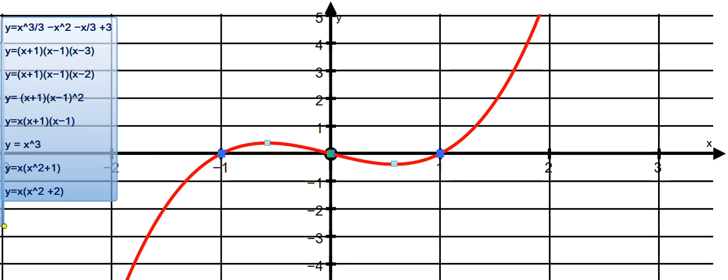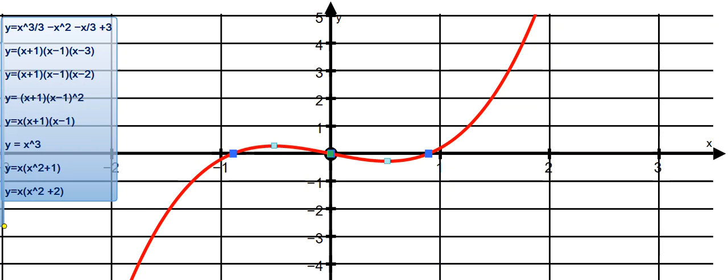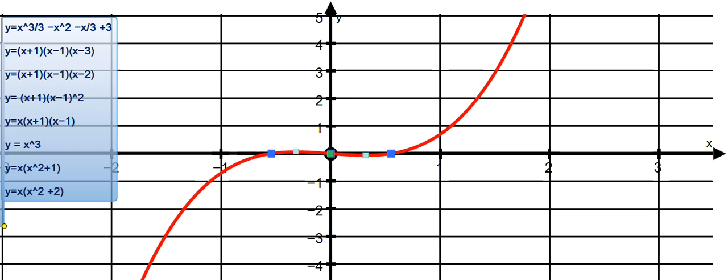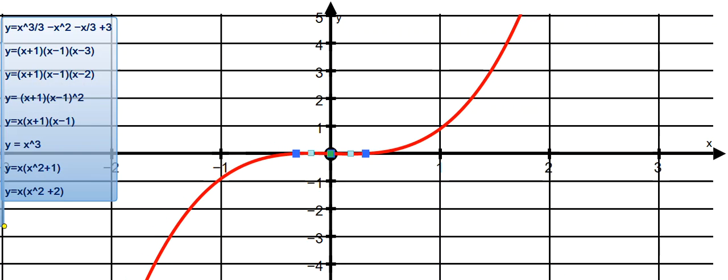Now watch what happens when I move this one to the right and this one to the left. Now the 3 zeros are going to coincide at the origin. And this is the very basic cubic curve, which is just y equals x to the power 3.